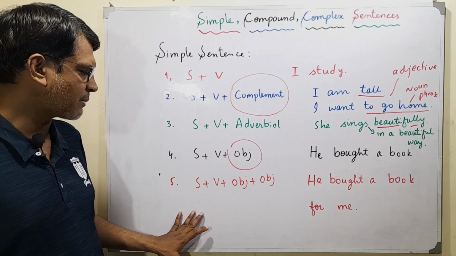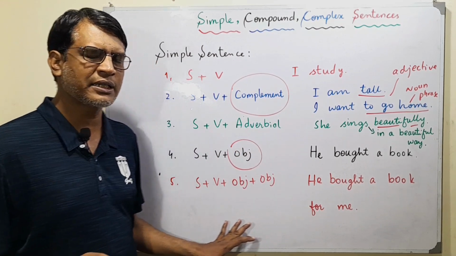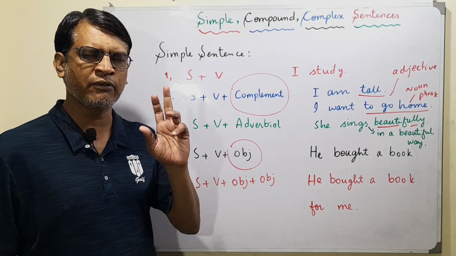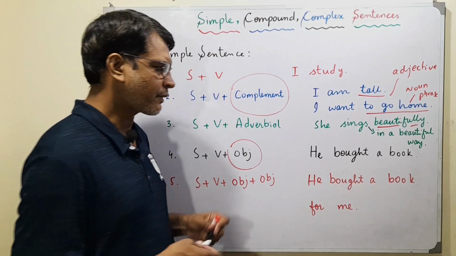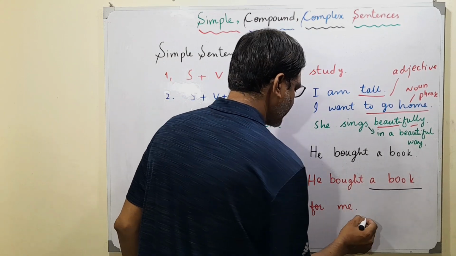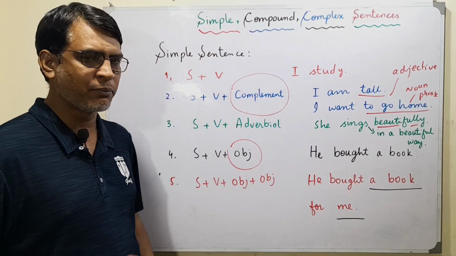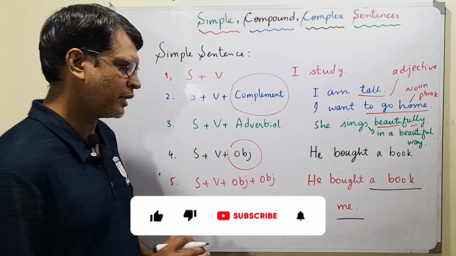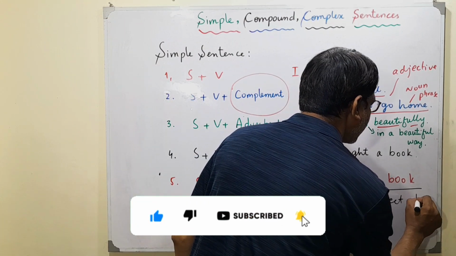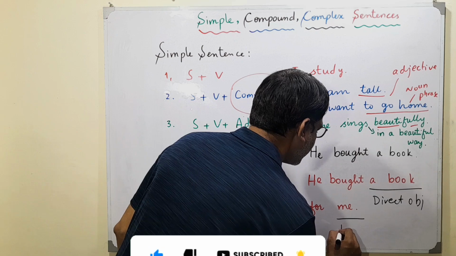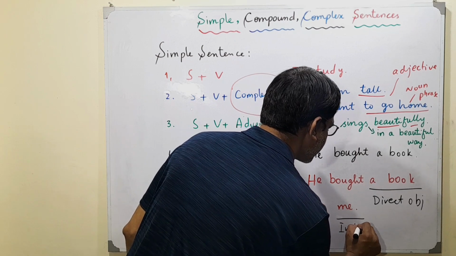The last one is subject, verb, object, object: a simple sentence where we have two objects. Like he bought a book for me. So now we have two objects, a book and me. Both are objects in this sentence. A book is called a direct object, and me is called an indirect object.